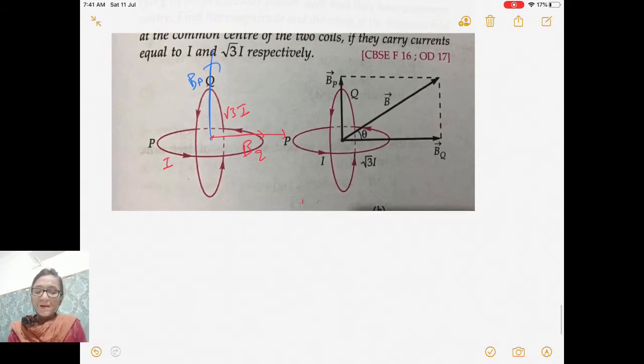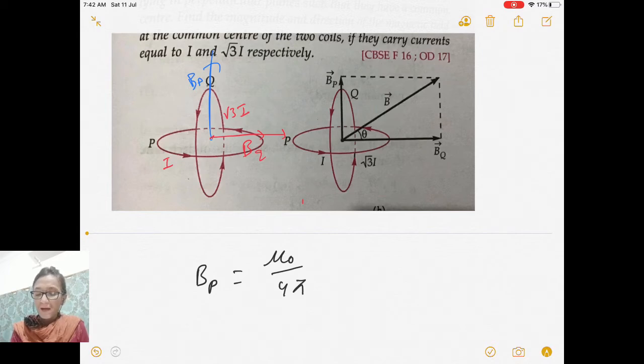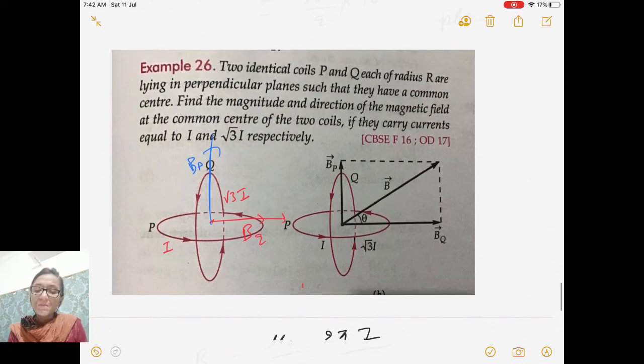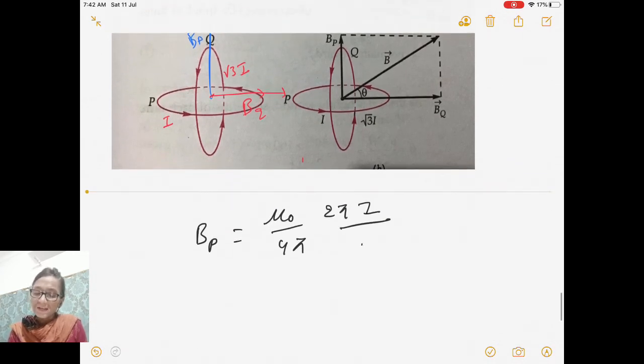So let me find magnetic field at the center. B due to P is equal to, as per formula, mu naught upon 4 pi, and it is a circular loop, so total angle is 2 pi. Current is given, I upon, and radius is same. What is radius? Radius R. Okay.